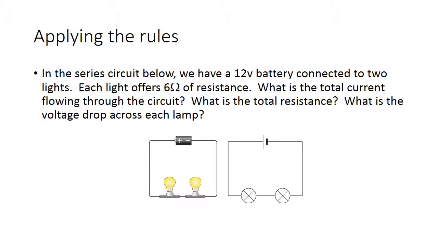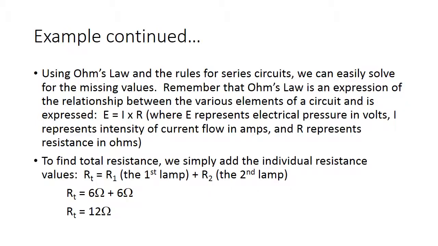Now here's the problem. We want to find out what is the total current that's flowing through the circuit. We also want to know what the total resistance is. And finally, we want to know what the voltage drop is across each lamp. By applying our rules for series circuits in conjunction with Ohm's law, we can actually solve for all of these different values. So let's see how this works in a real example. Actually, we'll be using this example.